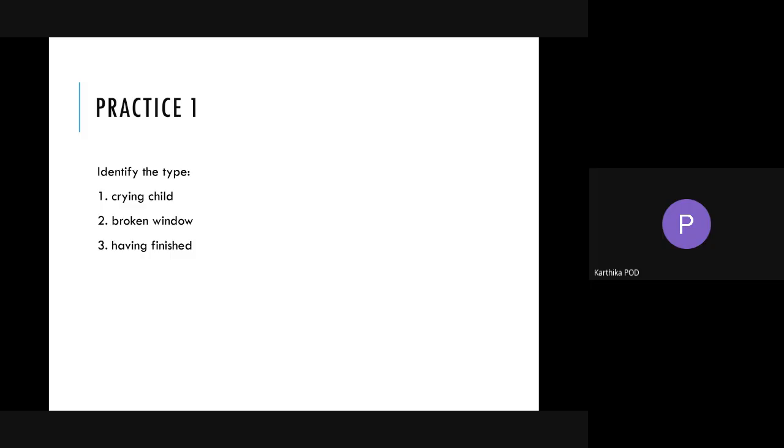Crying child, present participle. Yeah. Broken window, past participle. Having finished, perfect participle. What will be the participle for the running dog? Running dog. The broken chair? Broken chair. Having finished? Finished. Having.